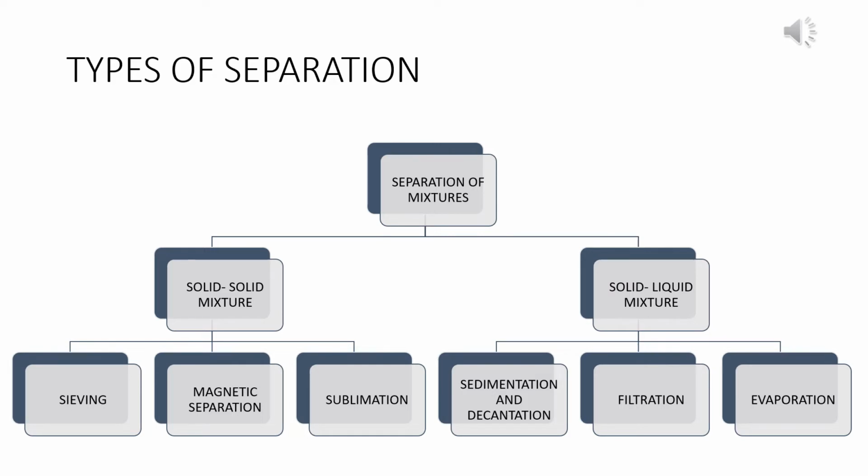Now the solid-solid mixture has three types of separation techniques. First is called sieving, second is called magnetic separation, and third is called sublimation. The solid-liquid mixture also has three methods of separation. First is called sedimentation and decantation. Second is called filtration and the third is evaporation.